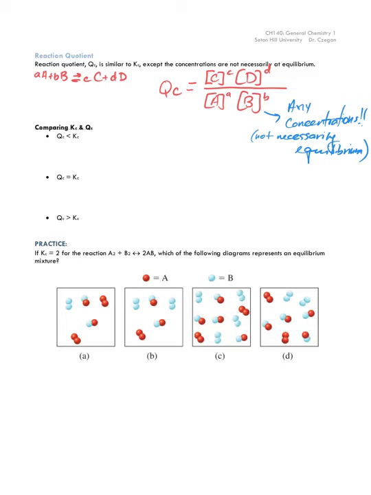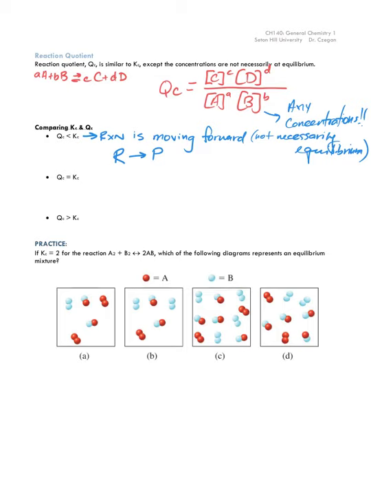Okay, what that means is we can compare Qc and Kc, and that's going to tell us what direction a reaction would be moving in. So if we have a Qc value that is smaller than Kc, that's going to mean that the reaction is moving forward. Or in other words, reactants are becoming products.